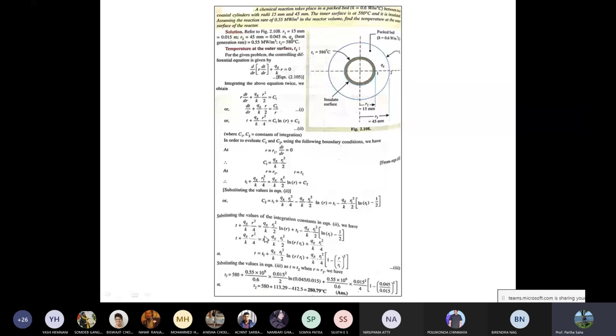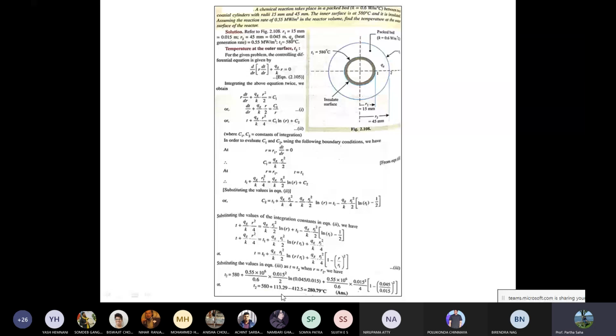C1 you determine as Qg by K R square, R1 equals to ln R, and C2 you have determined this, right? T1 minus Qg by K R1 square to ln R1 minus 4. You have to rearrange all these terms, and then finally you get this expression. Now you have to determine T2. As T becomes T2 when R is equal to R2, you put T equals T2 and R2, and all the parameters are known. You solve for it, and then you get 280.7.